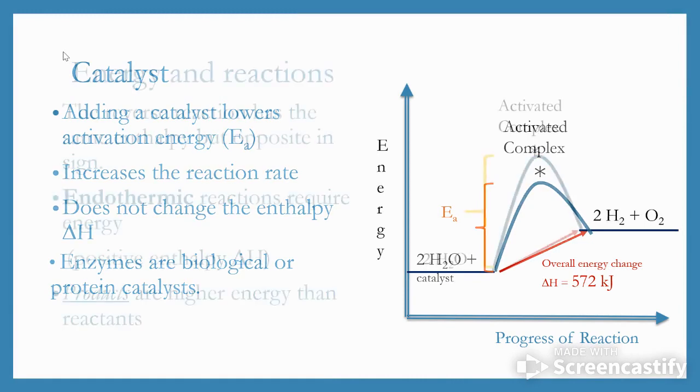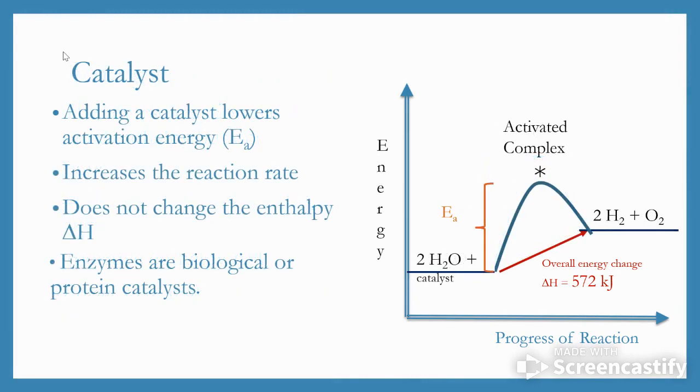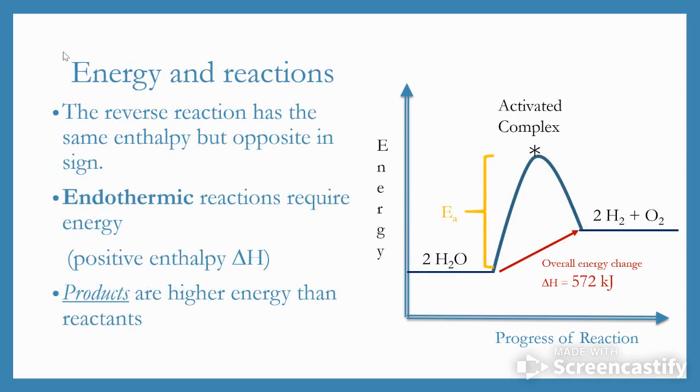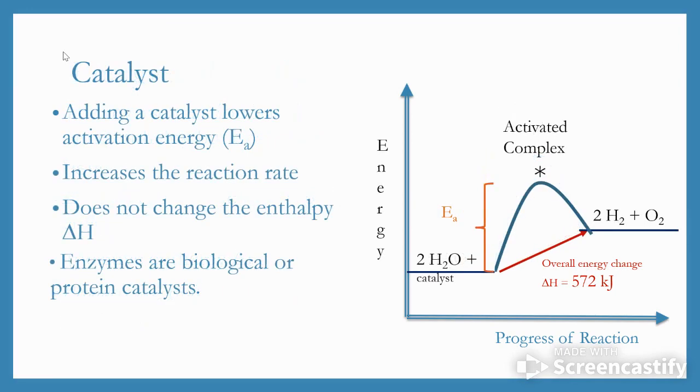So what a catalyst does, as you can see here, is lower the activation energy. Especially for an endothermic reaction where you have to put energy in, this is helpful because you can get to those products without having so much energy put in. And you may be familiar in biology with the idea of an enzyme or a protein catalyst. These do that job of making a reaction happen more easily by lowering the activation energy.